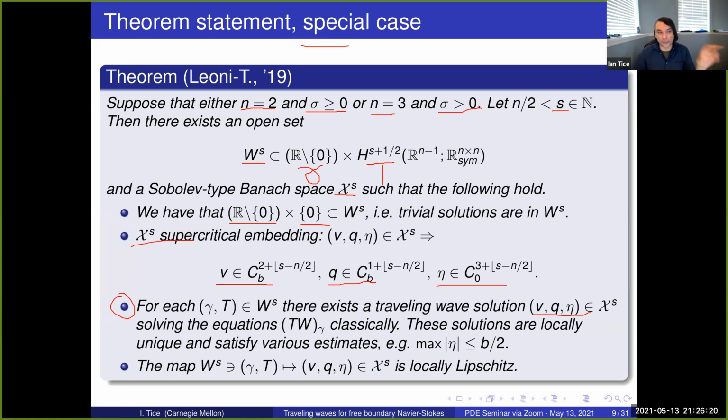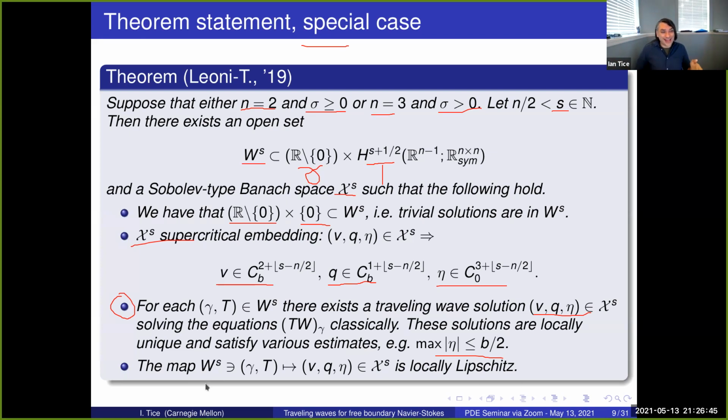So these are not weak solutions or strong solutions, they're point-wise classical solutions. The solutions that we construct are locally unique, and they satisfy various estimates. For instance, we have nice control on the magnitude of eta, so that the set omega b plus eta is nice and satisfies the various conditions we want.